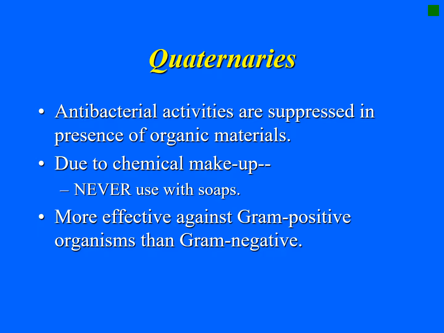So quaternary ammonia compounds, you have to have a clean surface for it to work. Additionally, due to the chemical makeup, you never want to use a soap. You want to make sure that you have a surface that's completely free of any soap or detergent. It's also more effective against gram-positive organisms than it is against gram-negative. Knowing what type of cell wall it has is what gram-negative means; they stain the outside of it and see what type of cell wall it has, and that tells you if it's gram-positive or gram-negative. And thus, in this case, quats work better on gram-positives.